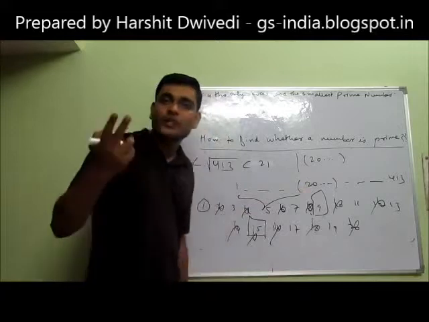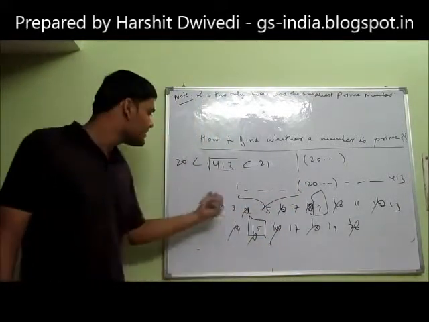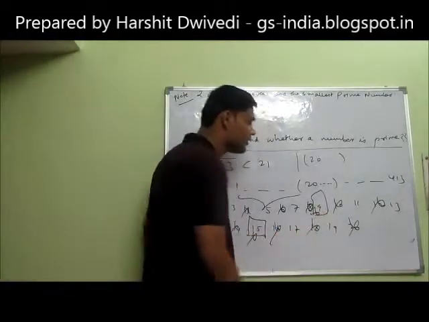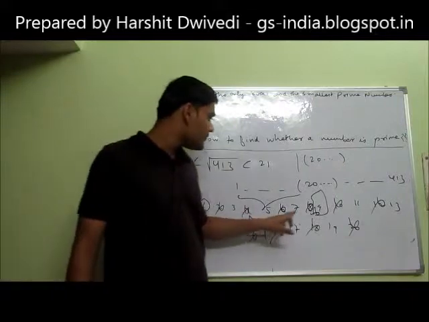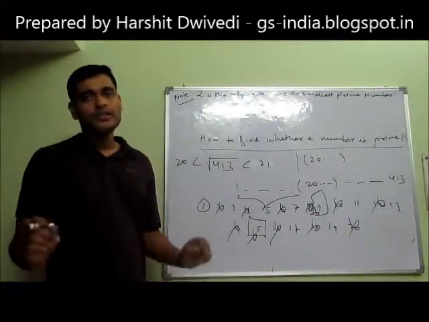And for 9, it is the same reason. 9 is composed of two 3s, 3 squared. So if 413 is divisible by 9, then it will also be divisible by 3. So there is no need to check it by 9. Then how many numbers are left? 3, 5, 7, 11, 13, 17 and 19, and all are prime. So this is my whole logic.